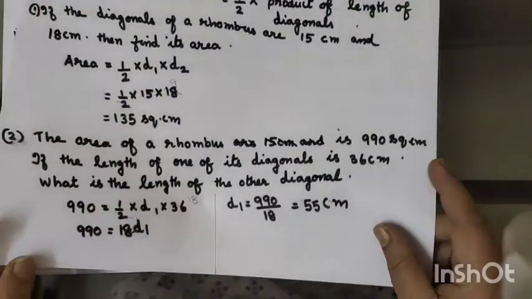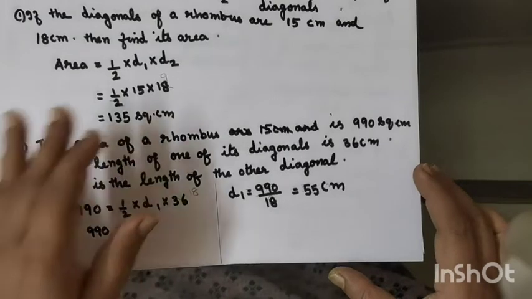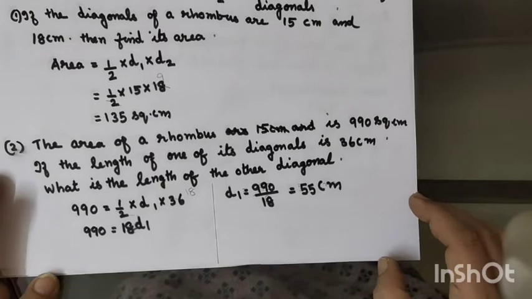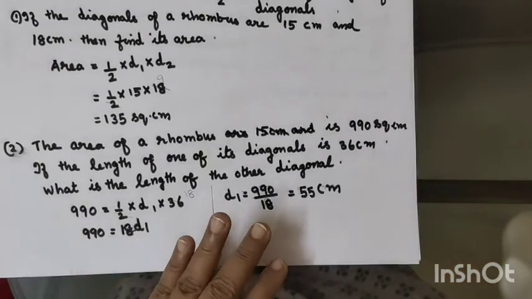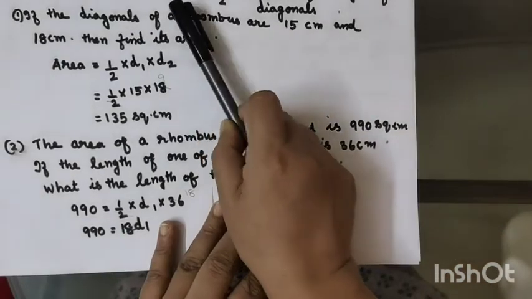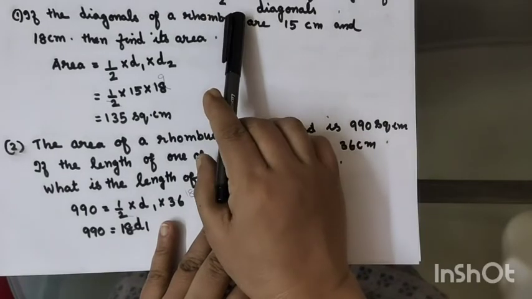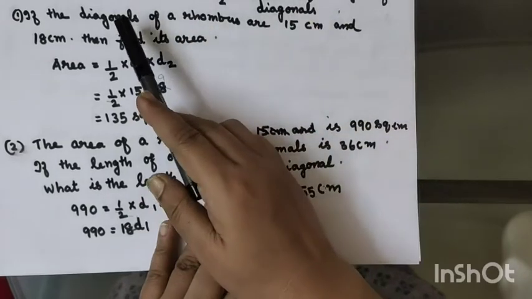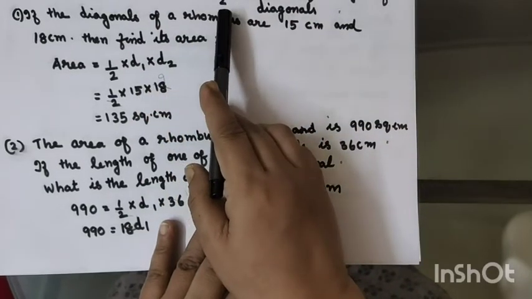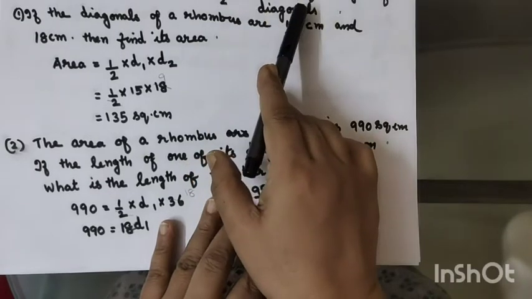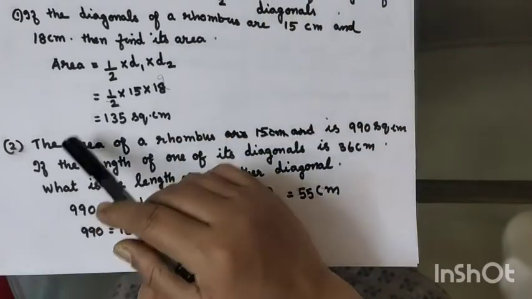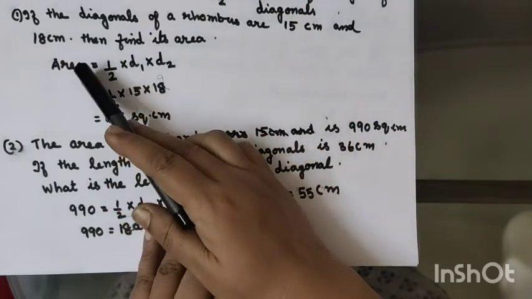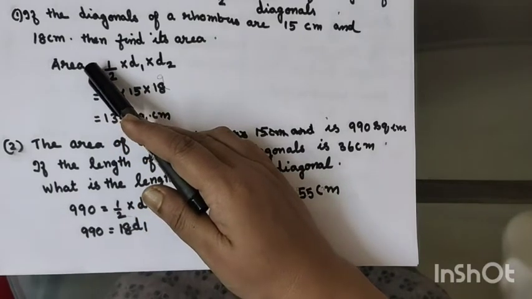And next we are going to do area of a rhombus. Children, repeat with me the formula. Area of a rhombus equal to half into product of length of diagonals. Area of a rhombus, that is equal to half into product of length of diagonals. So the diagonals you can take as D1 and D2. Now we'll do the sum based on this.